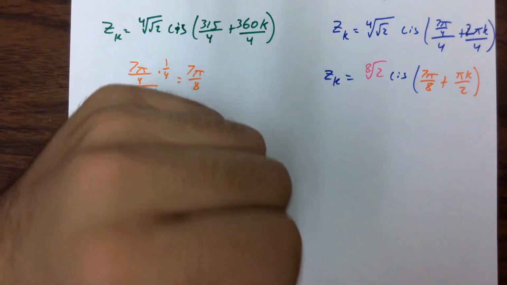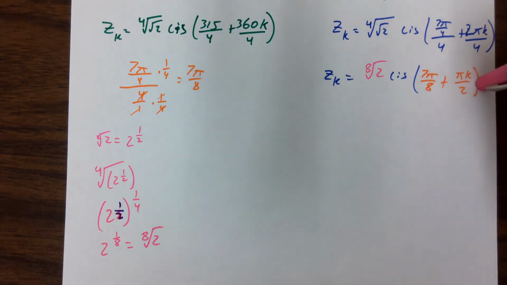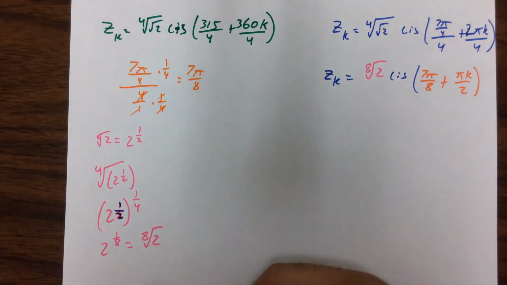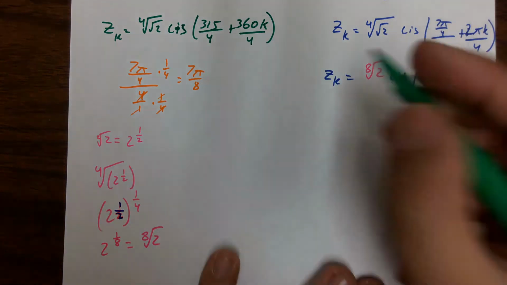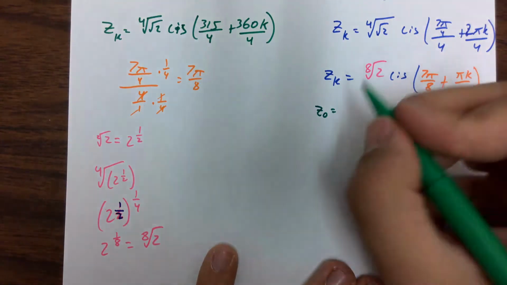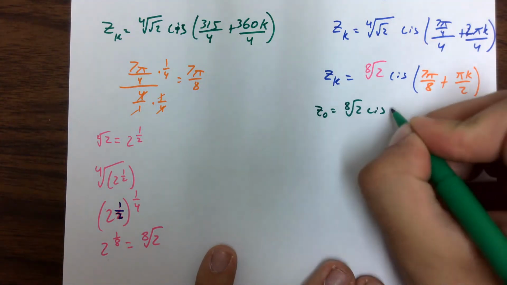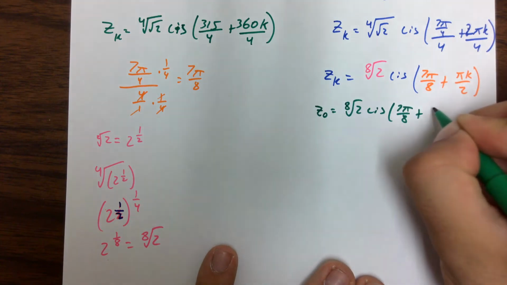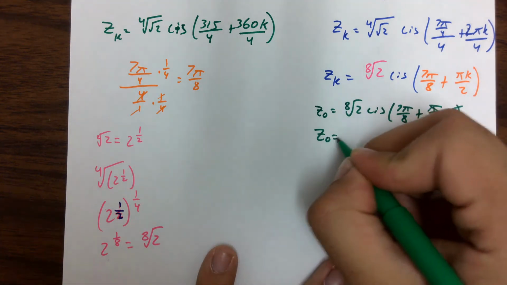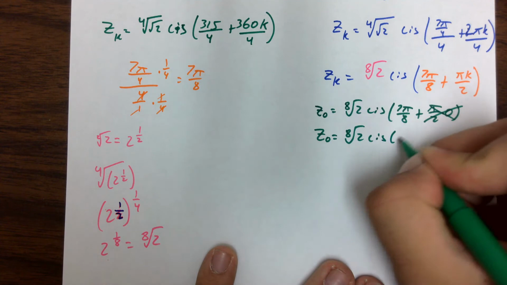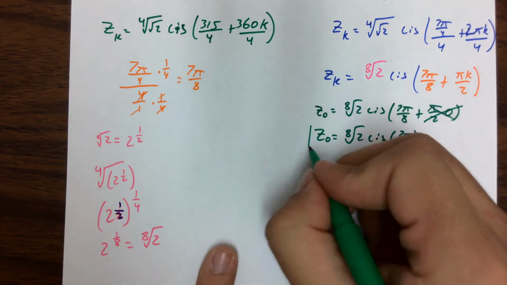But remember, you're plugging that into here. So you want to pick k values that are very nice. So the best k values to pick are 0, 1, 2, and 3. Since we're doing the 4th root. So my first one, z0, would be the 8th root of 2, cis 7 pi over 8 plus pi over 2 times 0. That's going to cancel out, so my answer is just the 8th root of 2 cis 7 pi over 8. That's one answer.